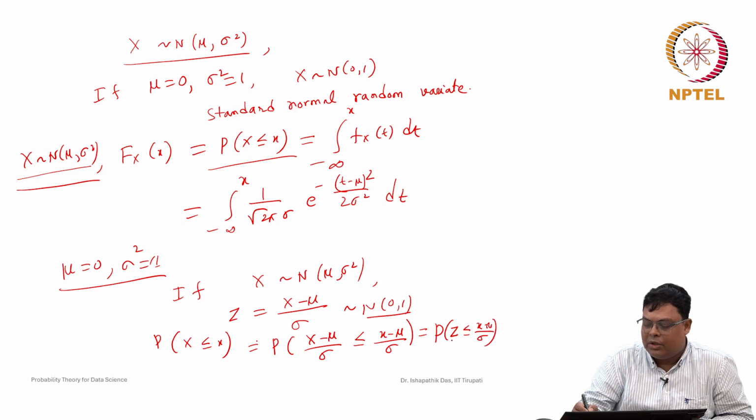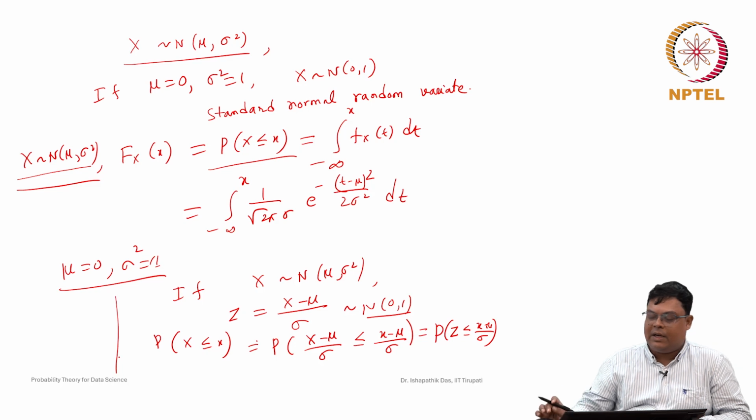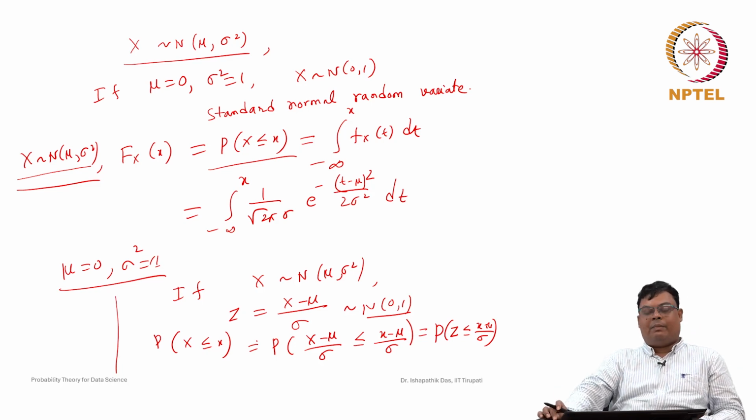Because you know the probability with respect to Z, you can find the probability from the table. We will again discuss in detail how to use this. These properties we will discuss in general. Let us find the mean of a normal distribution.